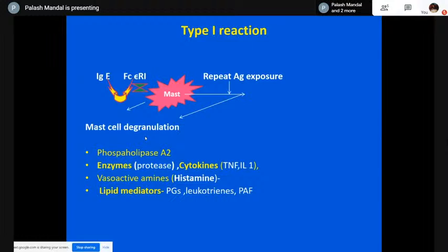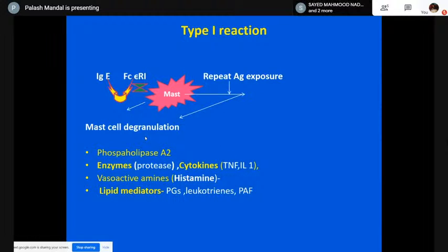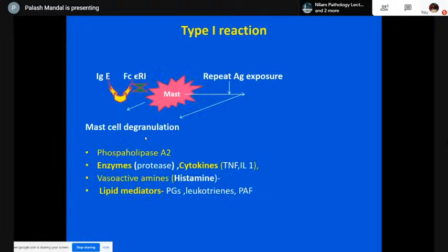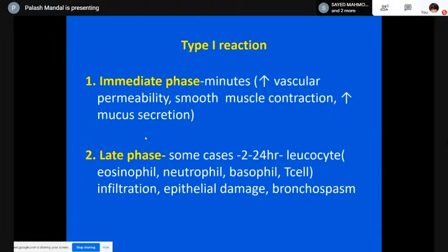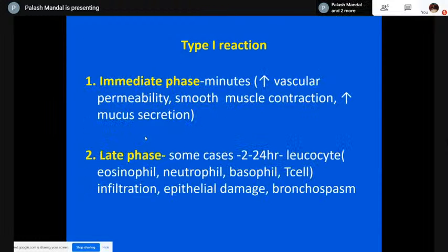The degranulation led to a burst of this enzyme activity, so there is a reaction, and the result of the reaction is the immediate phase. That is, within minutes there is increased vascular permeability due primarily to histamine, the vasoactive amines. Prostaglandins and leukotrienes lead to smooth muscle contraction. There is also increased mucus secretion by the cytokines and leukotrienes. This is known as the immediate phase.